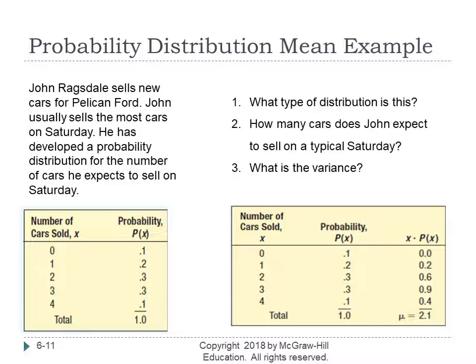For each value here, the probability is listed in the second column. For example, the probability that x equals 0, meaning he would sell no cars, is 0.1. The probability for 1 is 0.2. The probability for 2 is 0.3. The probability he would sell 3 cars is 0.3. Finally, the probability that he would sell 4 cars is 0.1. And this is a probability distribution, but the sum of all the probabilities has to be equal to 1. What type of distribution is this? This is a discrete distribution, and the variable x takes on discrete or separate values.